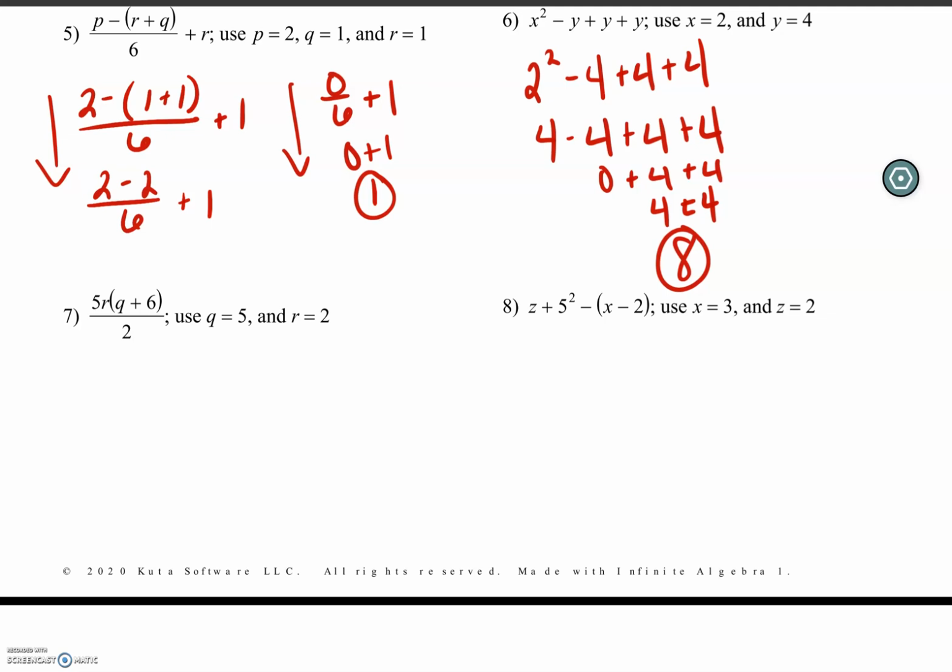All right, let's take a look at number 7. We have 5r times the quantity of q plus 6, divided by 2. And notice that every time we have parentheses, I say "the quantity of." That's because the parentheses have grouped those numbers together, so they're not separate things. They're grouped together. We're using 5 for q and 2 for r. So I have 5 times 2 times the quantity of 5 plus 6, over 2.